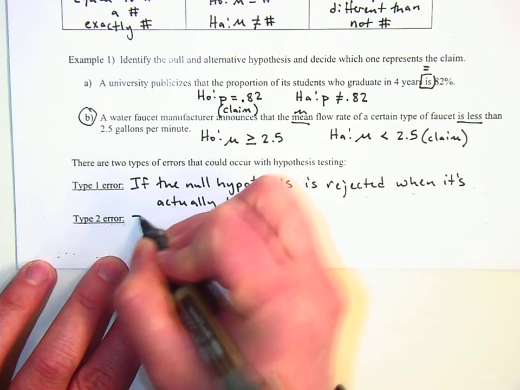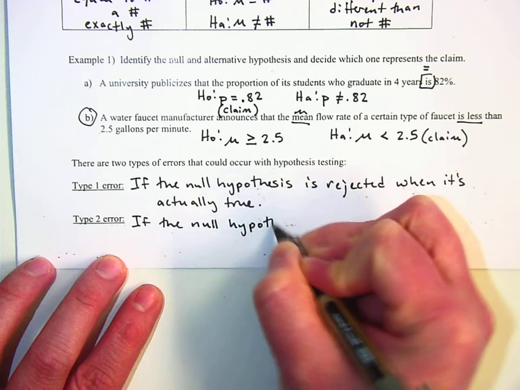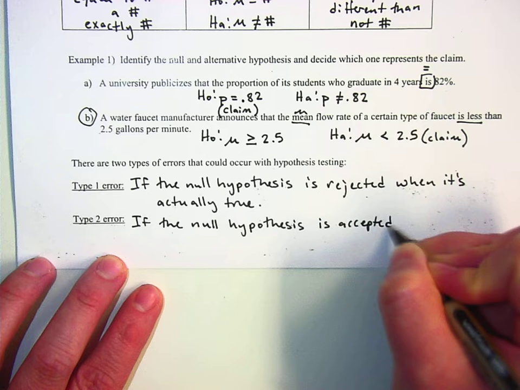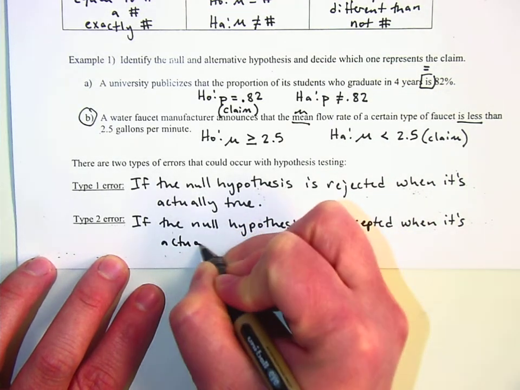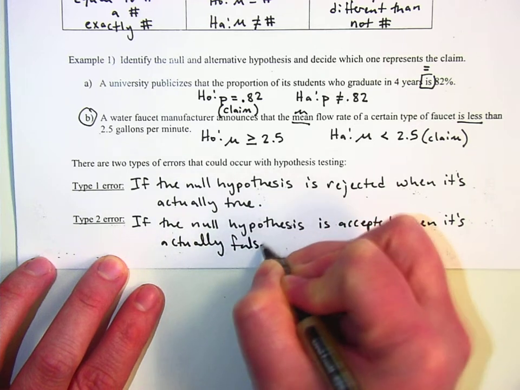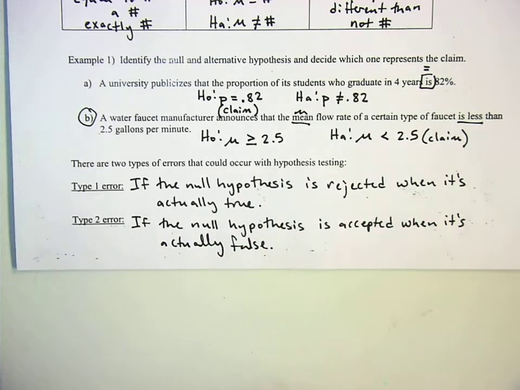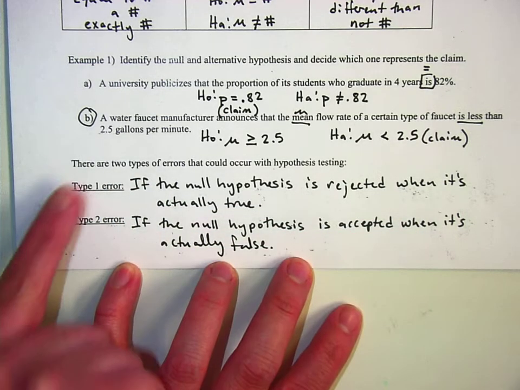A type 2 error is if the null hypothesis is accepted when it's actually false. So again, you accepted the null hypothesis, not the claim, by the way, the null hypothesis. You accept the null hypothesis, but then it turns out that in actuality it's false and that you just got a weird sample. You did your math right, but you got a weird sample, so these are the two ways you could mess up a hypothesis test.